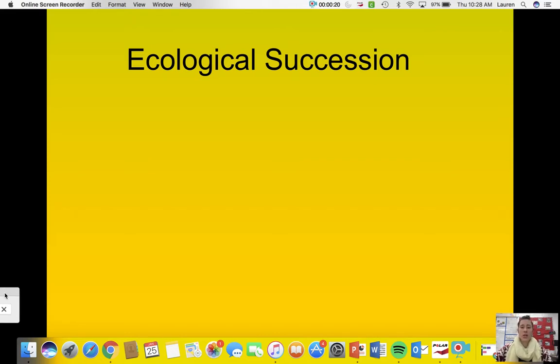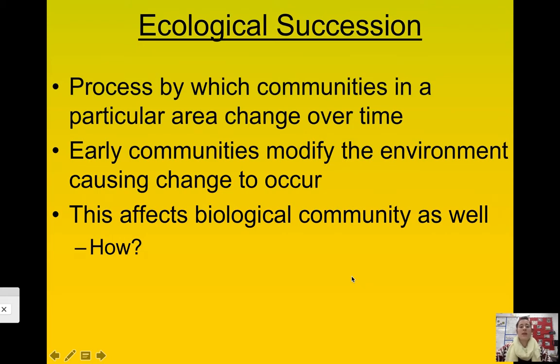Okay guys, this is our lecture on ecological succession for wildlife biology. Ecological succession is a process by which communities in a particular area change over time. An example of an ecosystem that may change over time is a forest that gets logged, or a volcanic island that is continually adding new land. Or even an old growth forest where a tree falls down and creates a new ecosystem. So we're going to talk about each different kind of ecosystem.